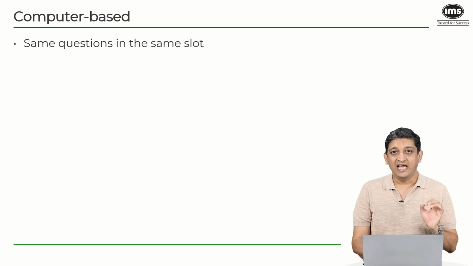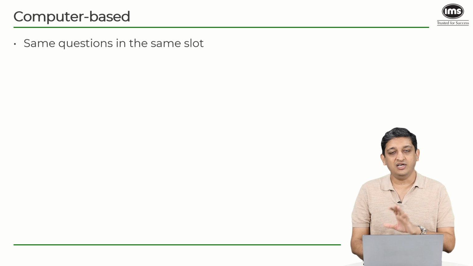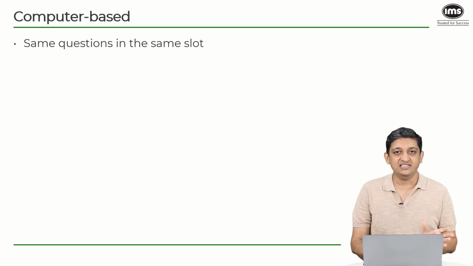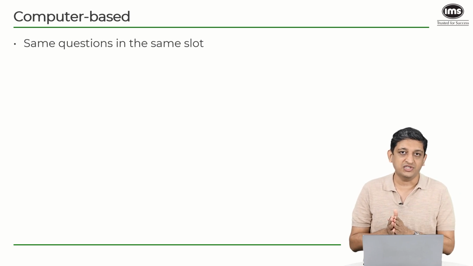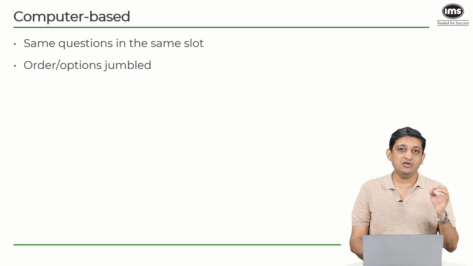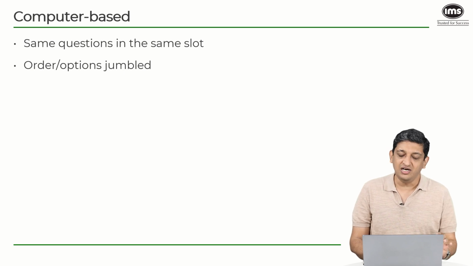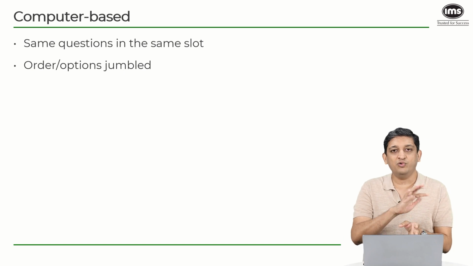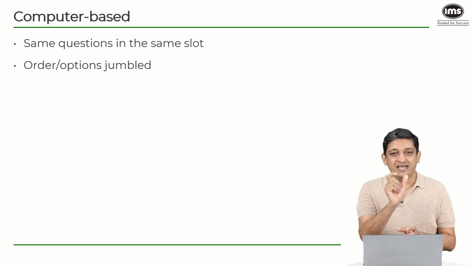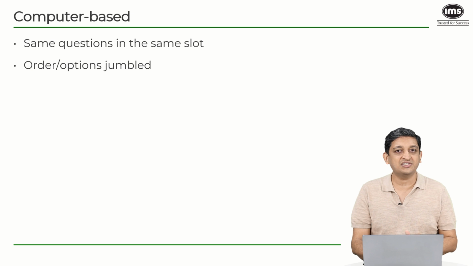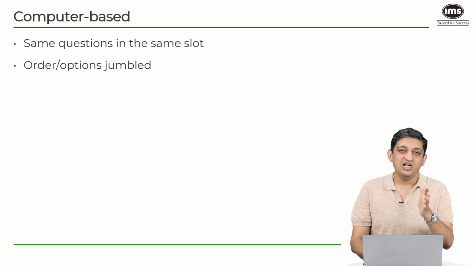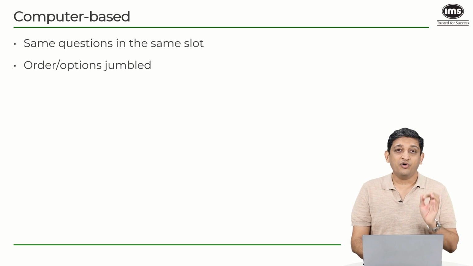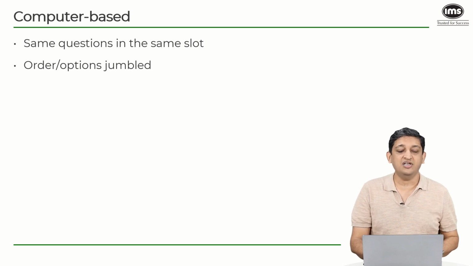Now, in terms of what happens in a particular slot, you will have the same set of questions in the same slot if there are two of you taking the test in that slot, right? What might happen is the order of questions or the options might be jumbled in most situations, and that's why no two adjacent people will have the same way in which the questions have been asked to them. But if you look at the overall picture, the same questions would have been asked to any two people who appeared for a computer-based test in a particular slot.